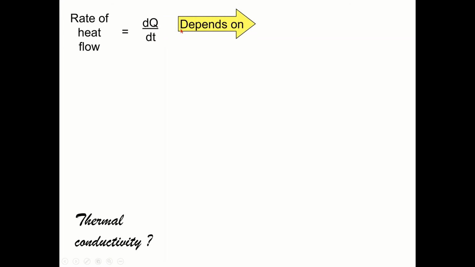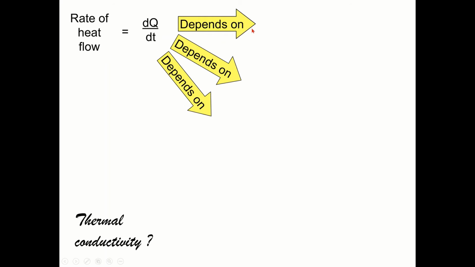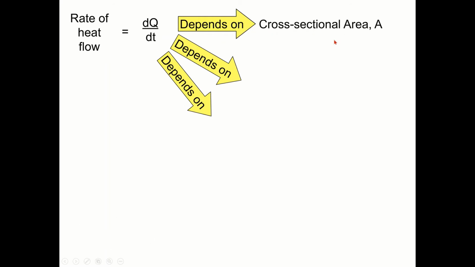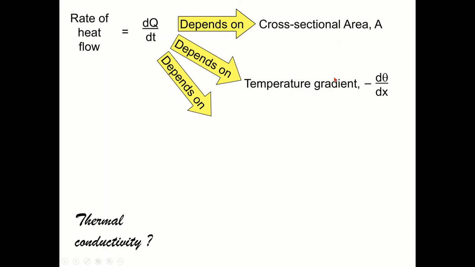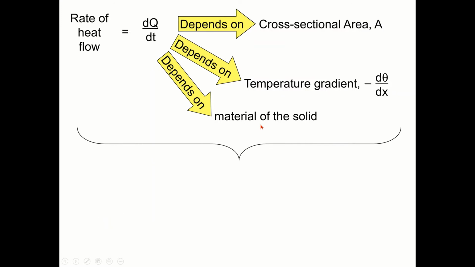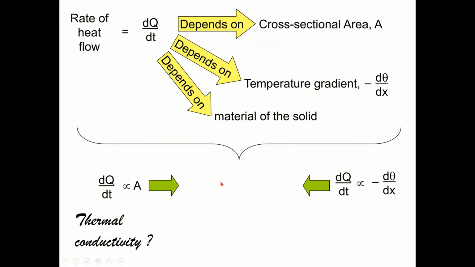Rate of heat flow is given by dQ by dt, where Q is heat energy and t is time taken. So it depends on the cross-sectional area A, the temperature gradient negative dθ by dx, and the material of the solid. So we can write dQ by dt is directly proportional to negative A dθ by dx.